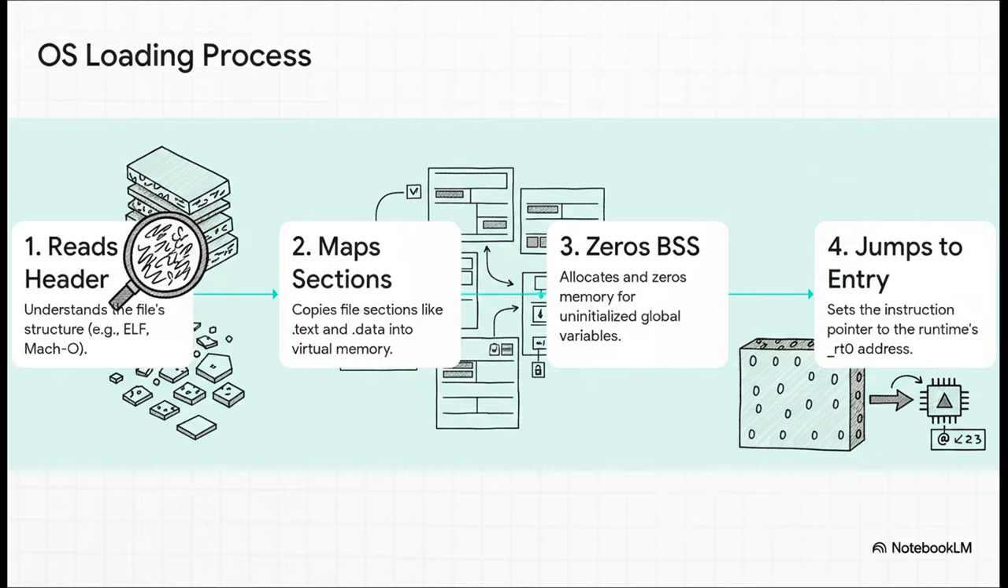It allocates a fresh block of memory for all those uninitialized global variables and just fills it with zeros, making good on the promise the linker made. And finally, the OS performs its last and most important job. It reads the entry point address from the header, the address of our _rt0 function, loads that address into the CPU's instruction pointer register, and then it just jumps to it. At that exact moment, control is handed over from the OS to our program. As far as the OS is concerned, its job is done. The program is now running.